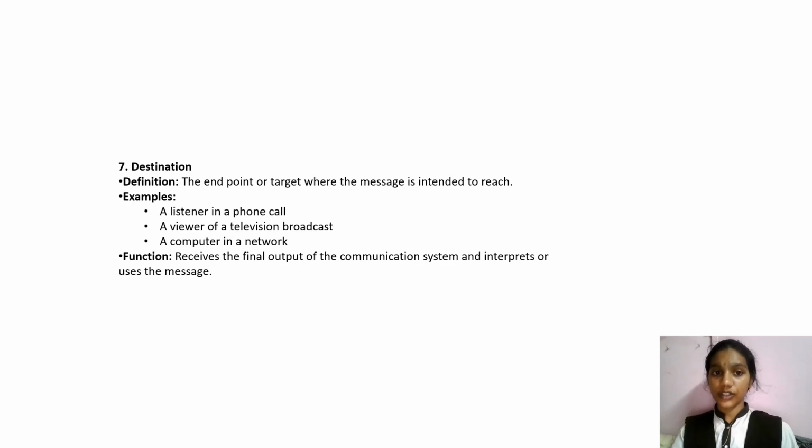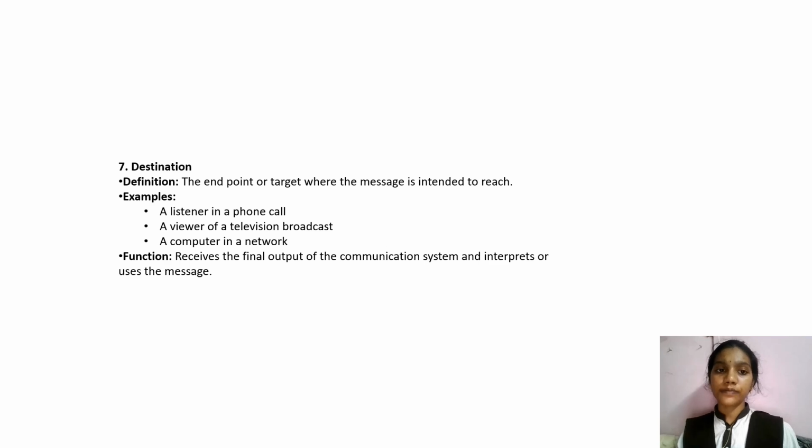Next one is the destination. Definition: the end point or target where the message is intended to reach. Example: a listener in a phone call, a viewer in a television broadcast, a computer in a network. Function: receives the final output of the communication system and interprets the message.